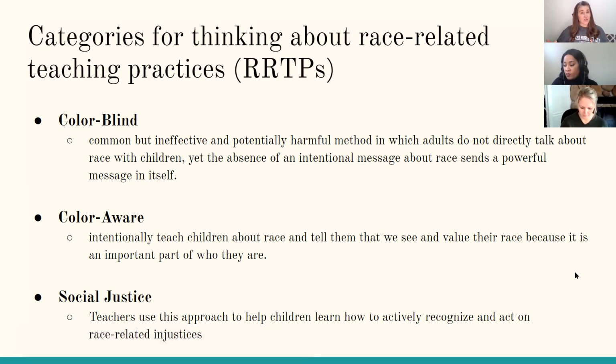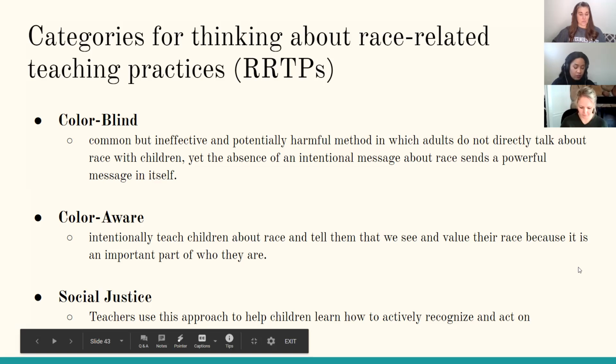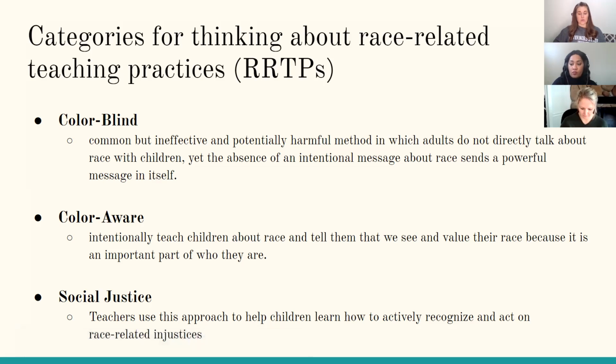And then one step beyond color awareness is a social justice approach to teaching about race. This category is considered ideal because it empowers children to play a role in acting against discrimination. And teachers use this approach to help children learn how to actively recognize and act on race-related injustices.